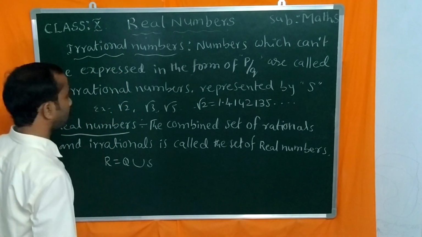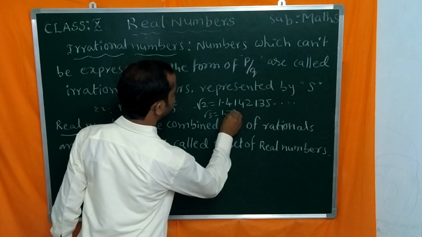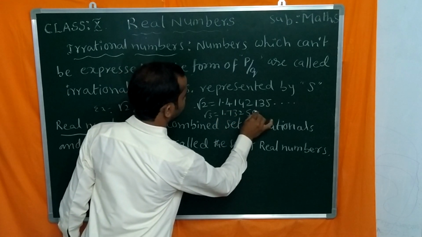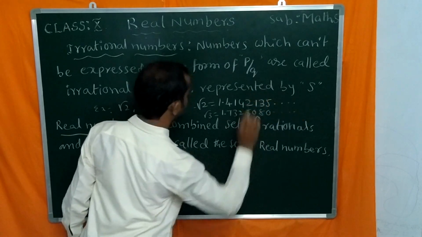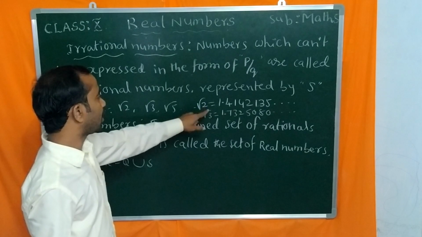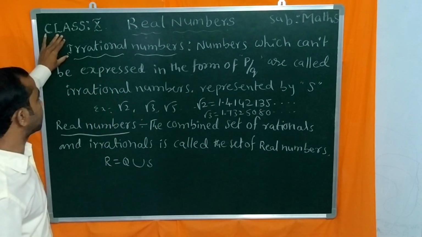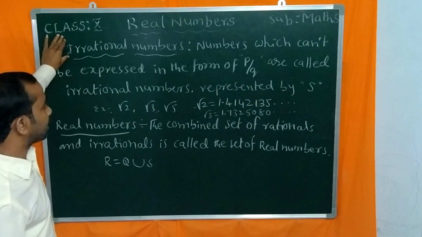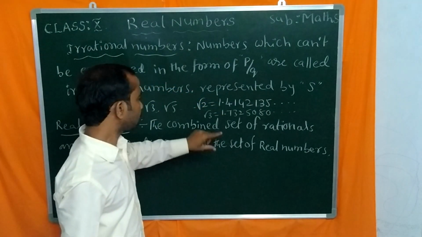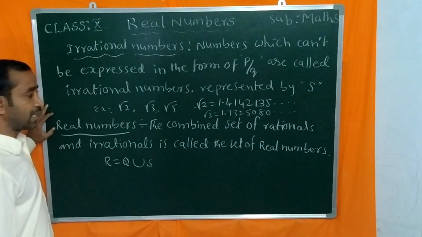Next, root 3 value. Root 3 value is also 1.73215 and so on up to infinity. So this is also non-terminating, non-recurring decimal. So all irrational numbers can be written as non-terminating, non-repeating decimals. Okay. Next, real numbers.